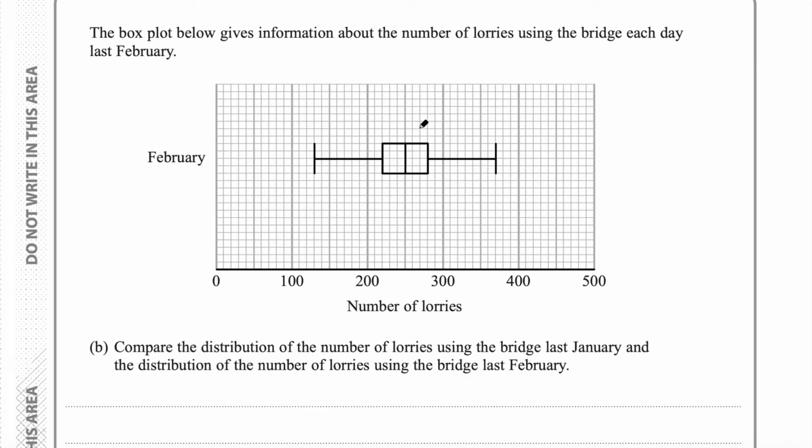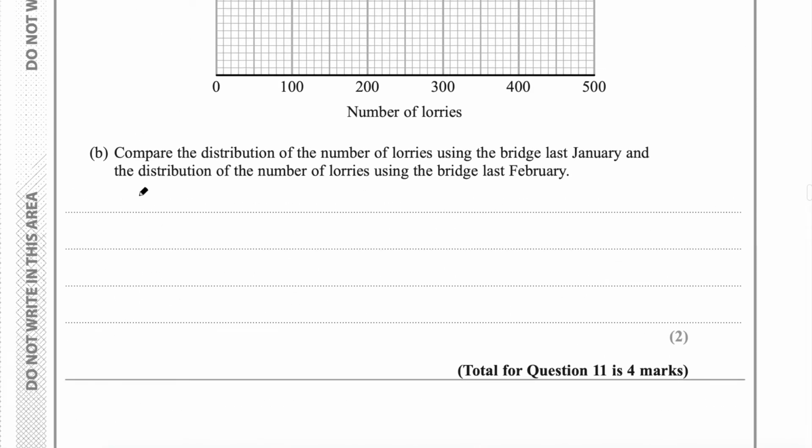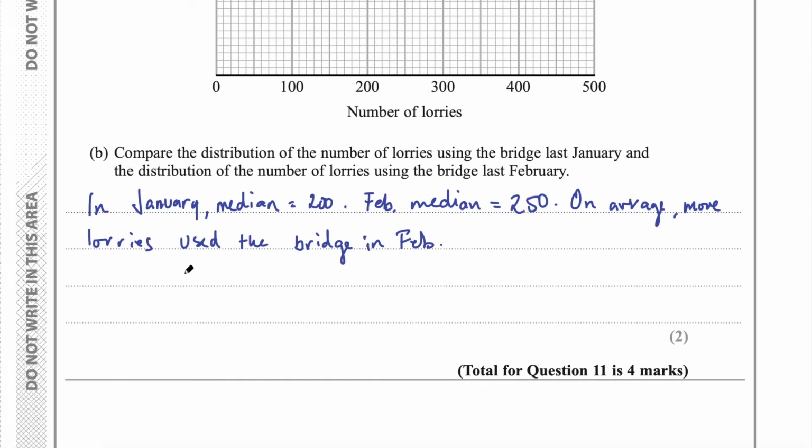Okay, so this is February. We have a median at 250, and for January the median was 200. So that's the first thing I'd comment on. In January the median equals 200. In February the median equals 250. So on average, more lorries use the bridge in February. It's 2 marks, so I might find one other thing to comment on.